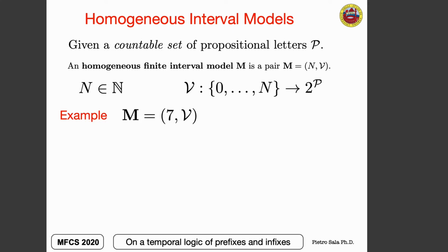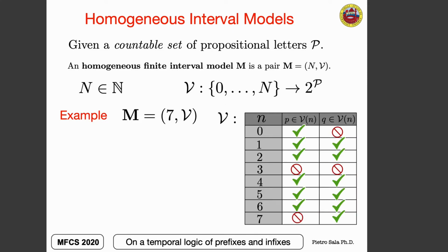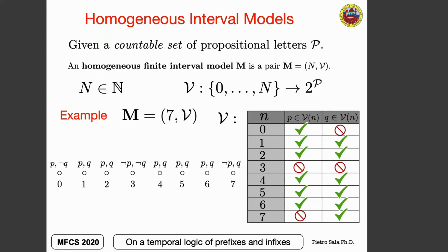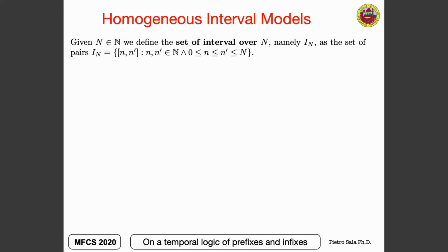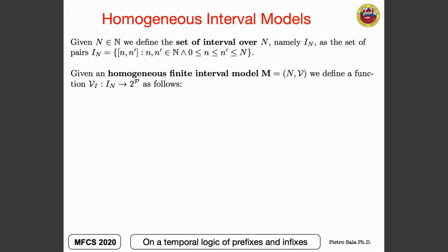And for example, here we have the model with 7 points and the letters P and Q, the matrix that identifies which point contains P and which point contains Q. So here is the model, and from this model we extract, okay, this is the key property of homogeneous models, a function over the intervals that maps an interval to a subset of propositional letters. How do we do that?